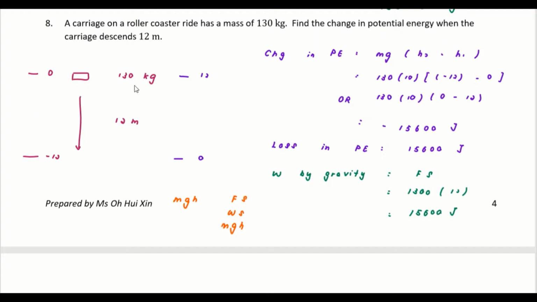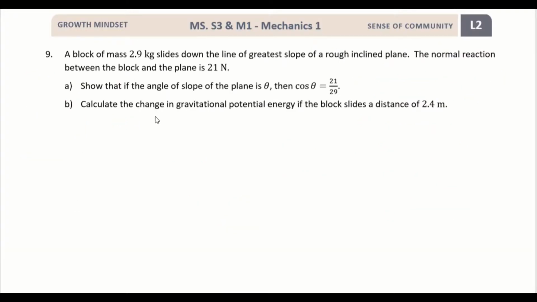Okay, so number 9. A block of mass 2.9 kg slides down the line of greatest slope of a rough inclined plane. So let's try to draw the plane first. Okay, so this is what we have. Then that's a block, which is 2.9 kg, so which means the weight is 29 Newton. The normal reaction between the block and the plane is 21 Newton, so here is 21.